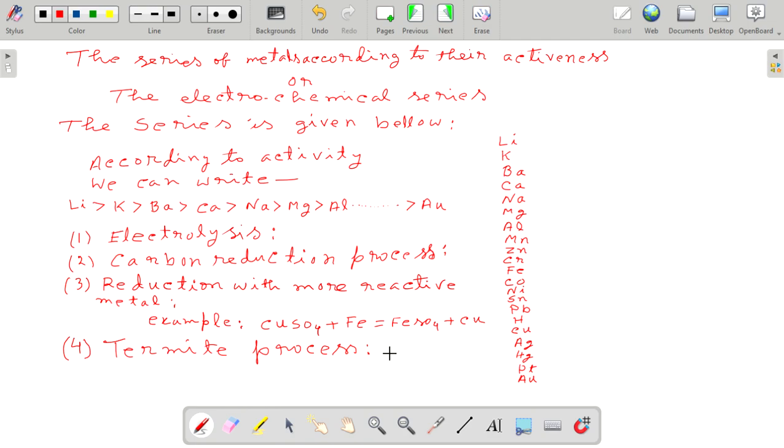Example: one ore of iron is iron oxide, Fe2O3. It is mixed with a more reactive metal, aluminium, Al. Actually, aluminium powder is taken here. The mixture is called the thermite mixture. Thermite mixture is a mixture of Fe2O3 plus aluminium powder.